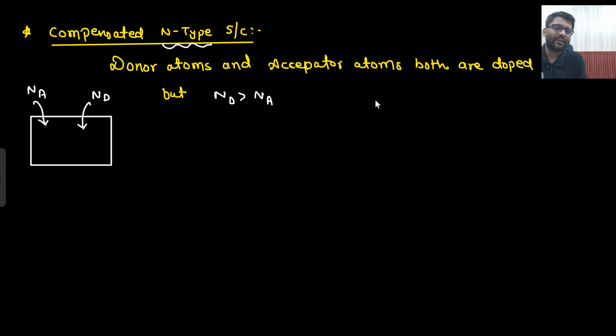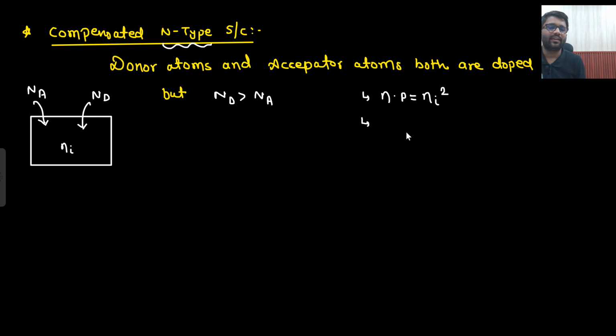So here what will be your mass action law? Mass action law will be N into P is equals to Ni square, because previously it was having Ni when it was intrinsic. Now the electron concentration is N, hole concentration is P, right? So N into P is equals to Ni square. This is your mass action law. What will be your charge neutrality equation? Did you understand this point? Compensated N-type semiconductor, since it is N-type, Nd will be greater than Na, but both the donor atoms and acceptor atoms will be doped.